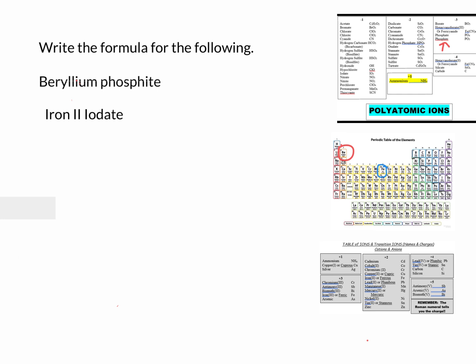Okay, so this one is a little bit easier. You see a Roman numeral, so you know right away that's the charge of the metal. So we have iron +2, okay? And then we have iodate. So when I locate iodate on my polyatomic chart, how did I know to look? Because it doesn't have an IDE ending. So I can see that it is IO3, and it's in the -1 column.